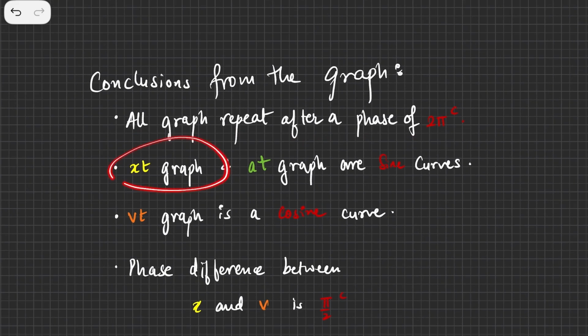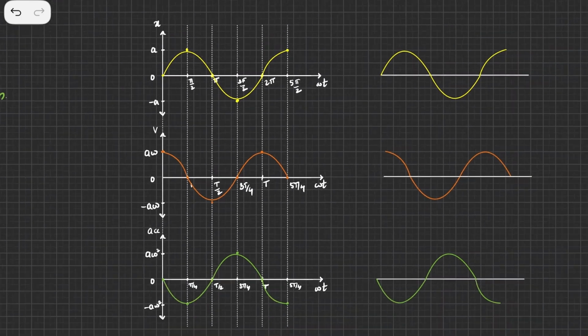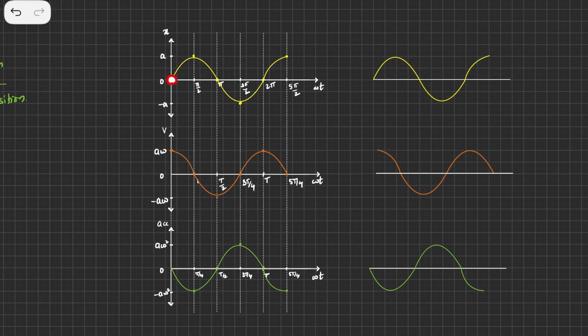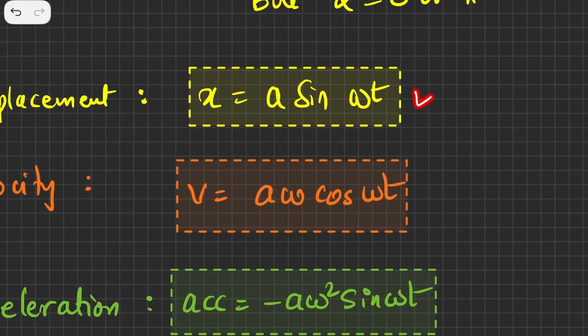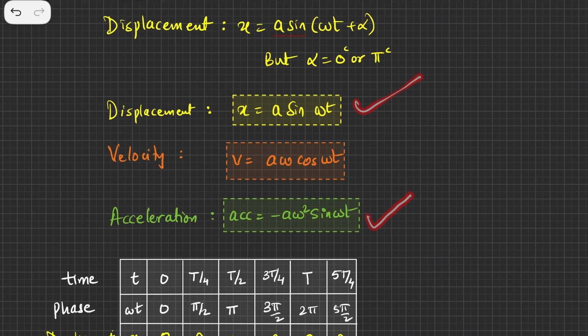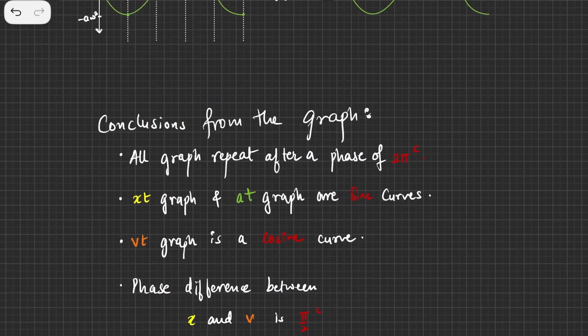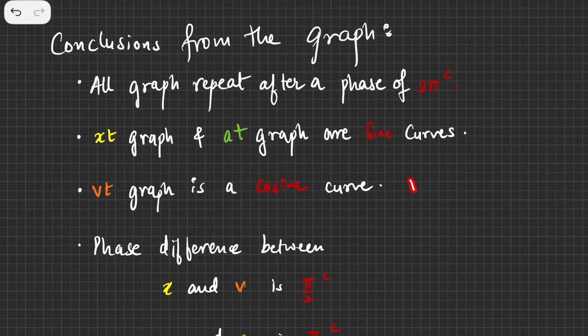Then the xt graph and the at graph, that means the displacement time graph and the acceleration time graph, are sine curves. So how do you identify sine curves? The sine curves are curves which start from 0. So this curve starts from 0, this curve starts from 0, but the velocity graph starts from a maximum. So if it starts from maximum, it is a cosine curve, and the graphs which start from 0 are called sine curves. Now if you are not able to identify that way, if you are not so mathematically inclined, then look out for an equation: sine curve, sine curve. This is a cosine curve. So displacement and acceleration are basically sine curves, and velocity is a cos curve. So that is mentioned in the second and the third point.